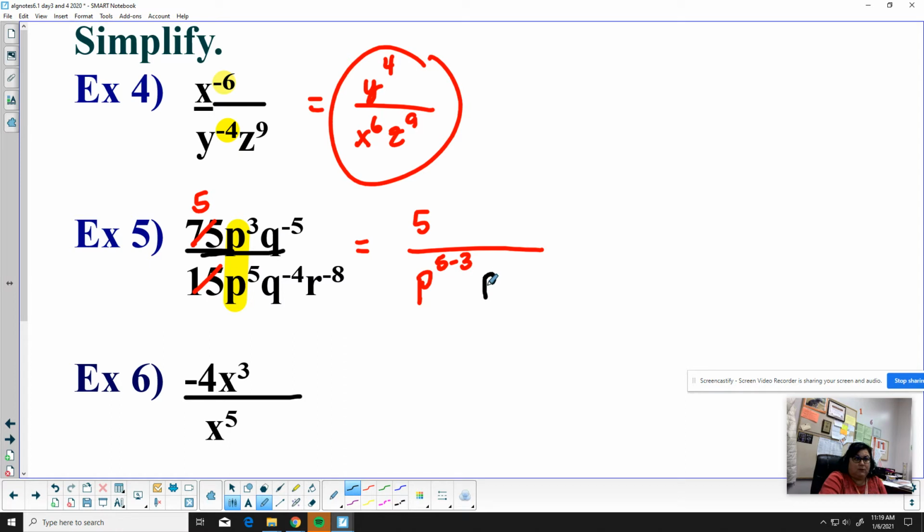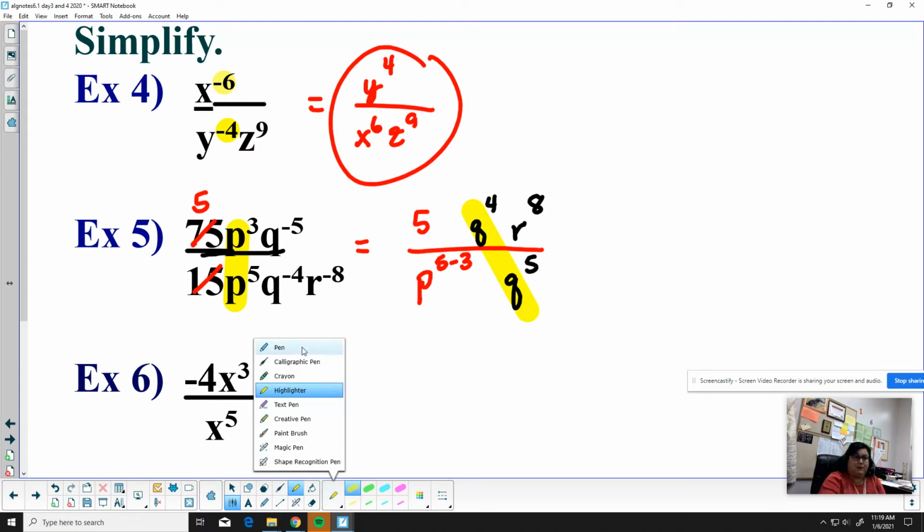So q to the 5th is going to go down to the bottom, and q to the 4th is going to go to the top, and r to the 8th is going to go to the top. So those are all happy. Okay, so now I can go ahead and deal with my q's because there's 2 of them. There's more on the bottom, so I'm going to go to the bottom.